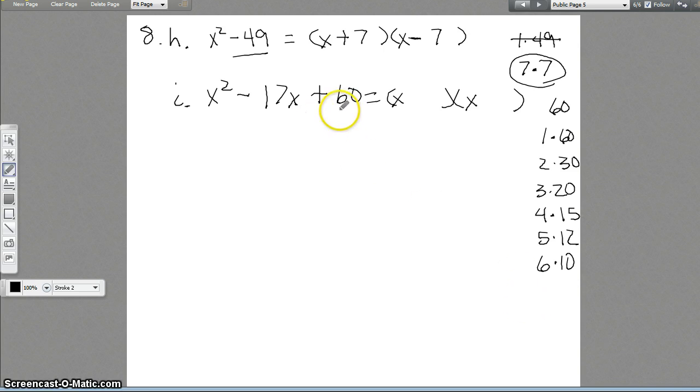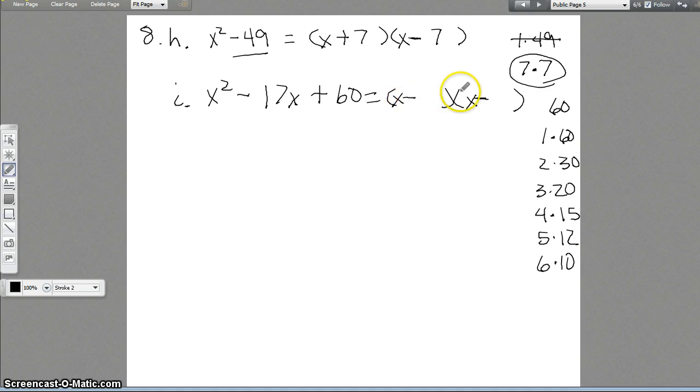Now, we know that our last term is positive, but our middle term is negative. Well, the only way to multiply two numbers and end up with a positive answer is if both of the numbers you're multiplying have the same sign. And since our middle term is negative, and we get that middle term by adding our two numbers together, that means that we have to have two negative numbers.